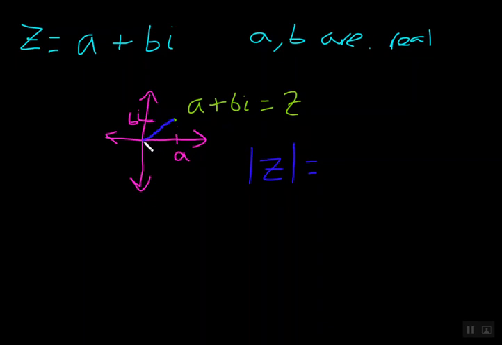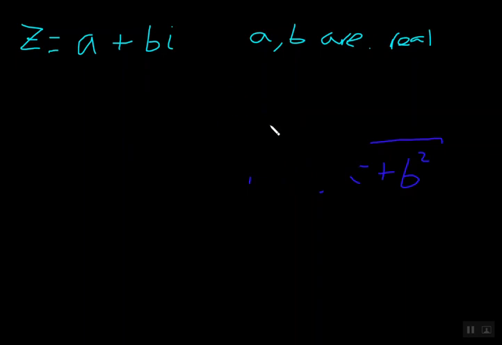By basic geometry, I know that this is a squared plus b squared, and then square root. We know that a and b are real, so their squares are positive, and then the square root is positive. So the absolute value is always a length. It's always going to be positive. Hopefully this makes sense. I'm going to erase this, but keep z equals a plus bi, with a and b real, at the top, because it's the base of everything we're doing.